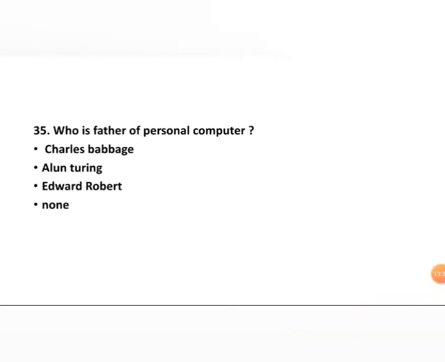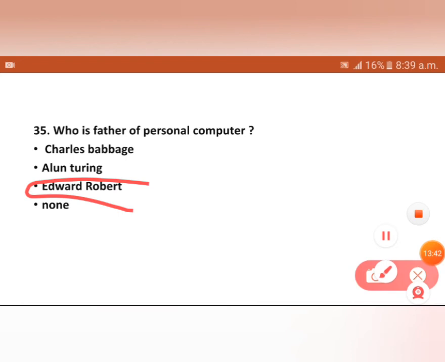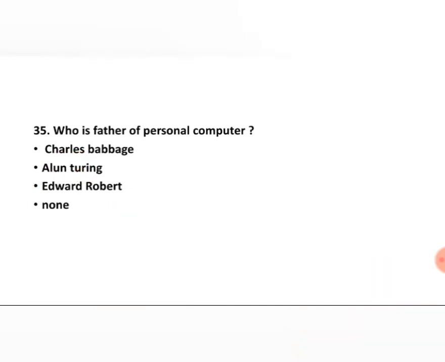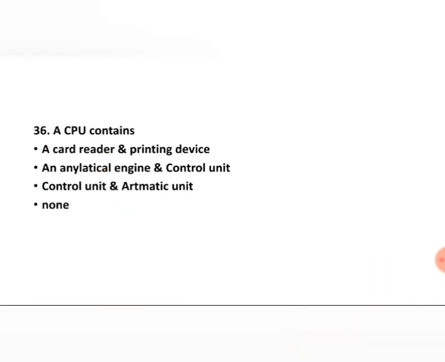One more question. Who is the father of personal computer? Charles Babbage, Alan Turing, Edward Robert. The correct option is option number C, Edward Robert. Father of computer is Charles Babbage. Father of modern computer is Alan Turing. Father of personal computer is Edward Robert. So we have to remember these things.